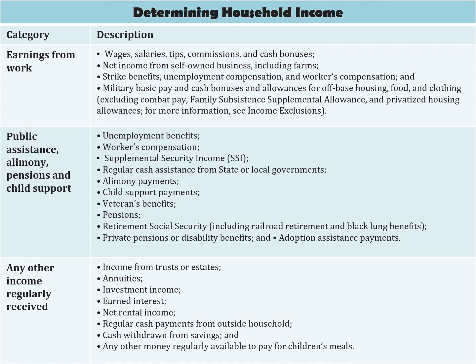Public assistance, alimony, pensions, and child support may include unemployment benefits, workers' comp, SSI, alimony payments, child support payments, veterans benefits, among others. Any other income regularly received may include income from trusts or estates, annuities, investment income, earned interest, net rental income, or cash withdrawn from savings.